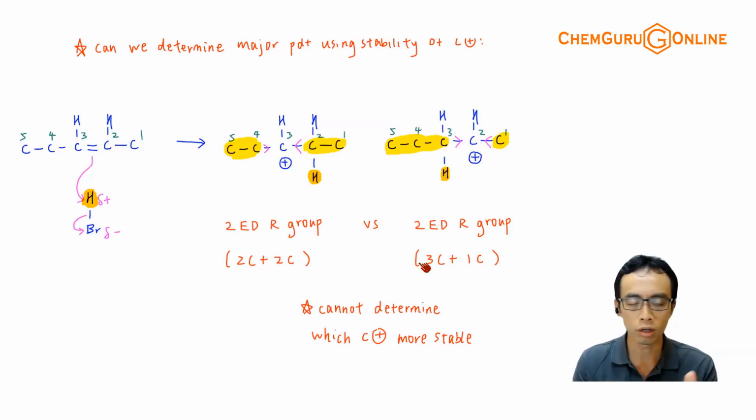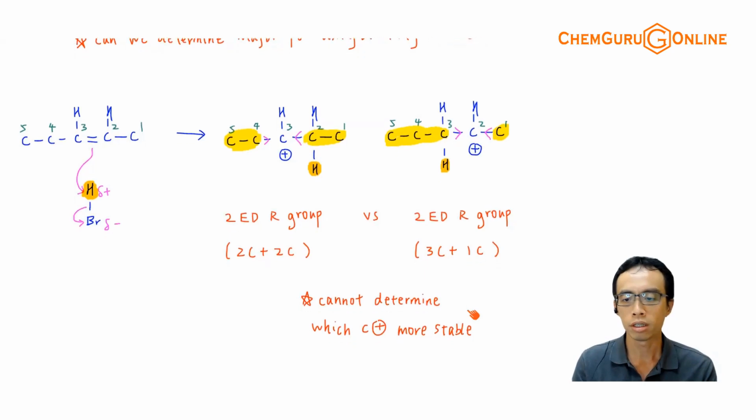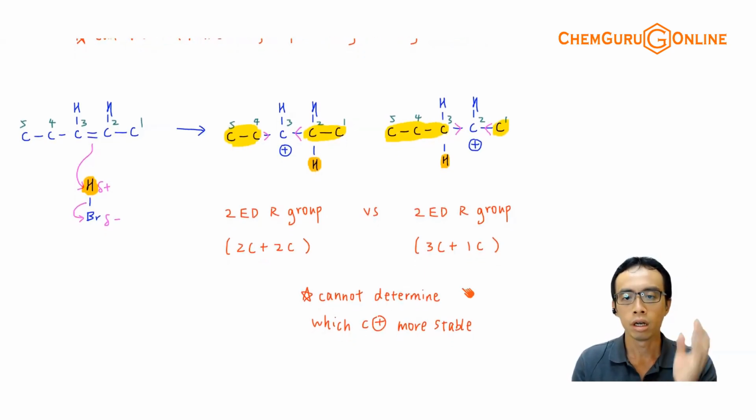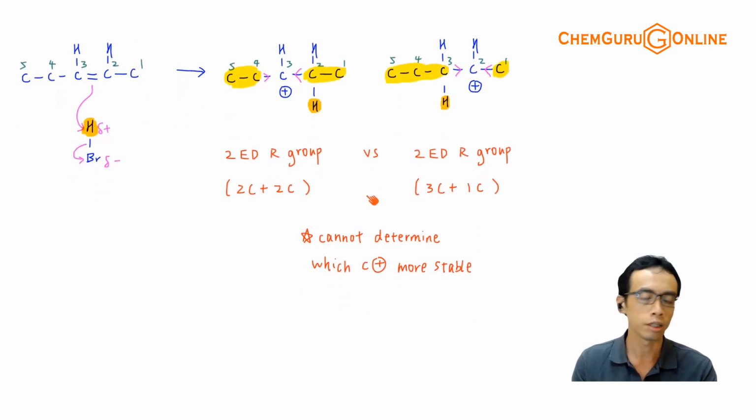But again, we still cannot tell which one is more stable. Based on all the concepts that we have learned, we have already exhausted all possibilities. We don't have any capacity to predict which one is more stable. So that's a limitation, which I think is good to appreciate.